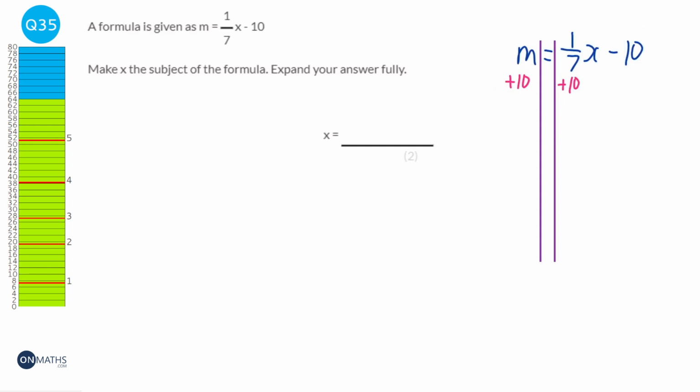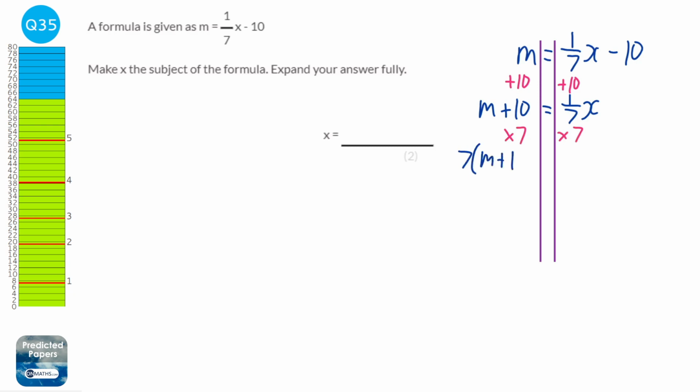Okay, so we're left with m plus 10 on the left hand side, and we've got 1/7 x on the right hand side. Now to get rid of the 1/7, what I can do is just times both sides by 7. So 7 brackets m plus 10 equals x. So x therefore would equal 7 brackets m plus 10, but it says expand your answer fully. So we're just going to expand the brackets, 7m plus 70.